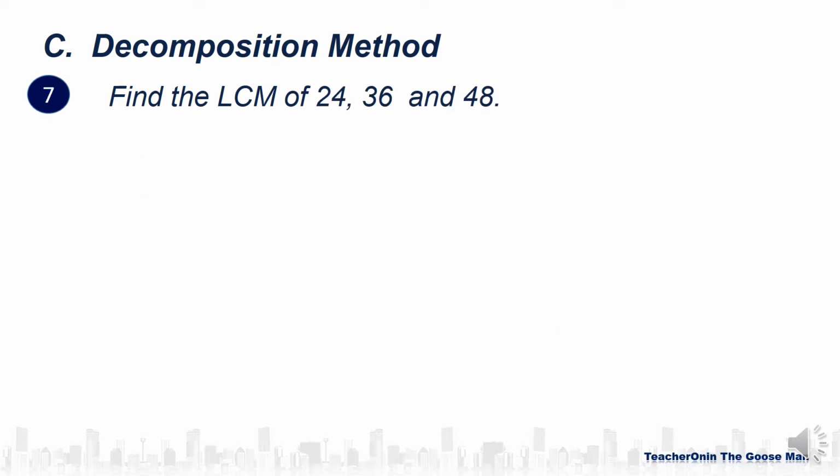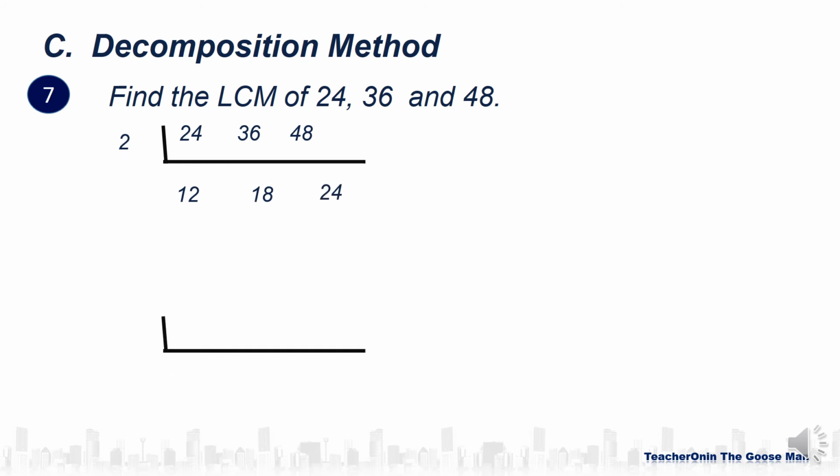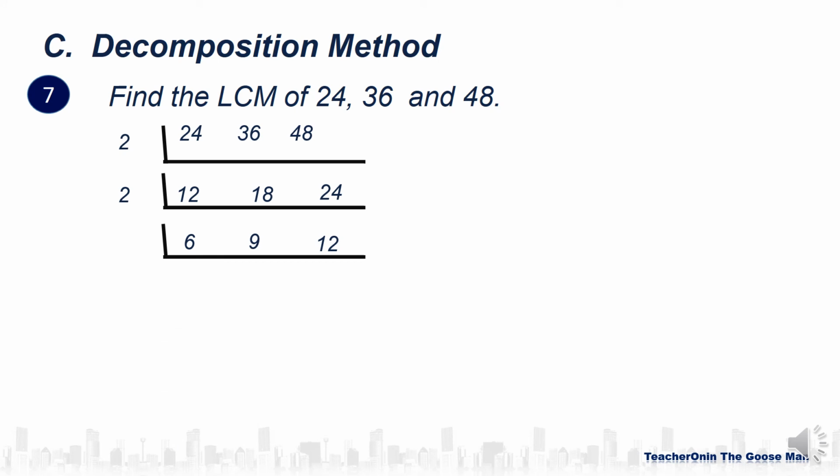So let's have another example. Find the LCM of 24, 36, and 48. Again, we will arrange 24, 36, and 48 horizontally and divide by the prime number 2. So we have the quotients 12, 18, and 24. Then divide this again by the prime number 2. So we have the quotients 6, 9, and 12. Then divide this again by the prime number 3. So we have 2, 3, and 4.